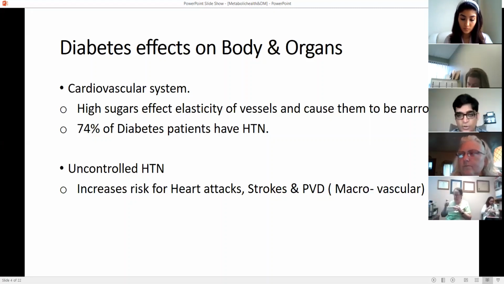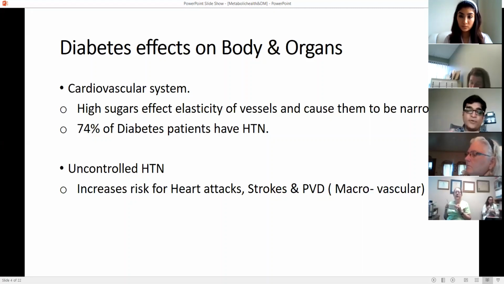So it's extremely common, and again it becomes a vicious cycle. Hyperglycemia, high blood sugars, is making the vessels stiff. Stiff vessels will develop atherosclerosis and will lead to end organ problems like kidney problems, strokes, and heart problems. So we need to not only control diabetes but also blood pressure. And you all know this. Uncontrolled hypertension will increase the risk of heart attacks, strokes, and peripheral vascular disease.